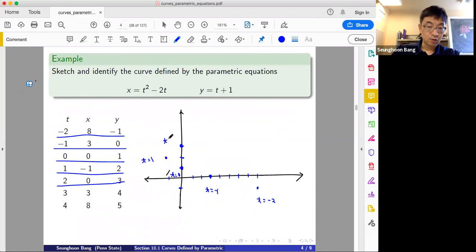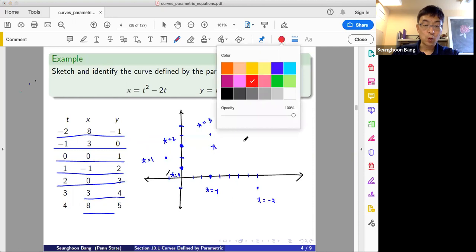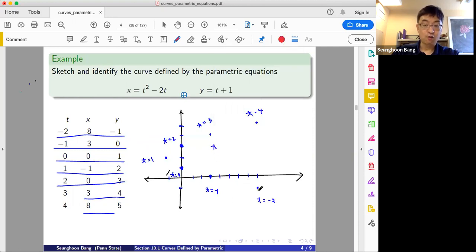The t value equals 2 gives 3, 4. One more, this point. So t equals 3 gives another one, 8, 5. This is 8 and 5. So we have this point. So t equals 4. The next, you have to connect all these points by using a curve.